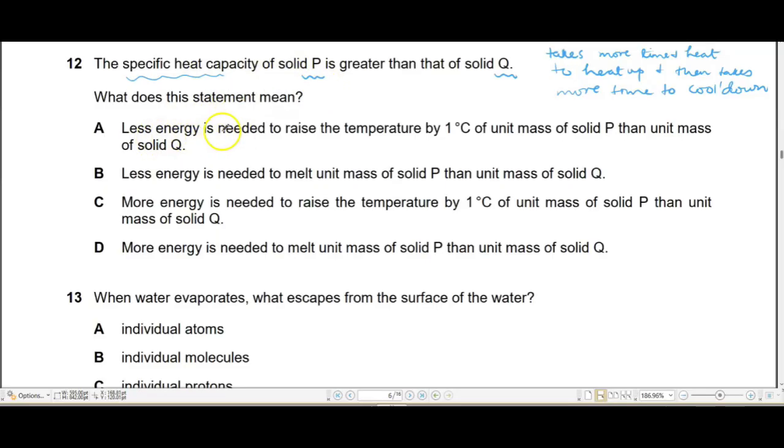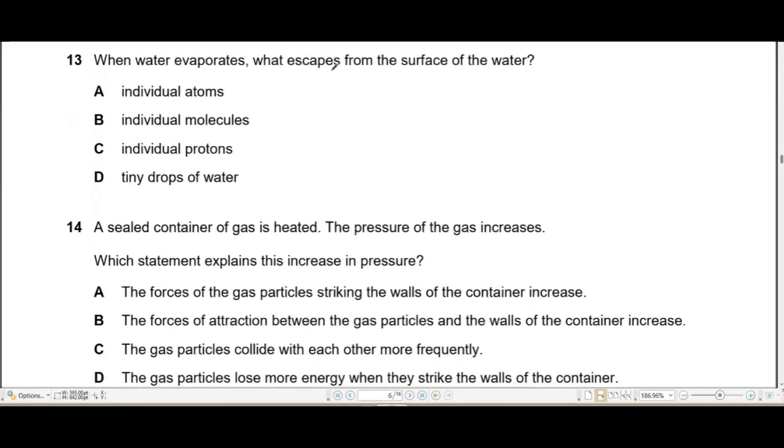So when P is greater, it's going to require more energy and more time. Okay. So less energy is required to raise the temperature by 1 degree C of unit mass of solid P? No, more energy is going to be required. So the less energy options are going to be cancelled. So more energy is required to raise the temperature by 1 degree of unit mass of P than unit mass of Q. So yes, the correct answer for 12 is C. Because this has more specific heat capacity, it needs more energy to heat up, and then it requires more time to cool down as well.